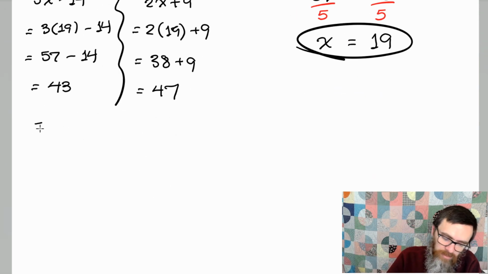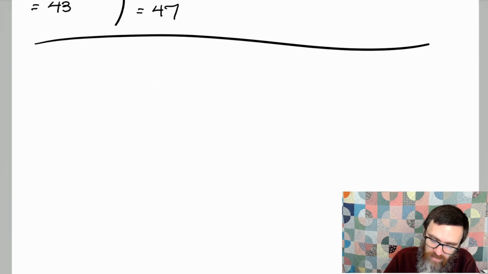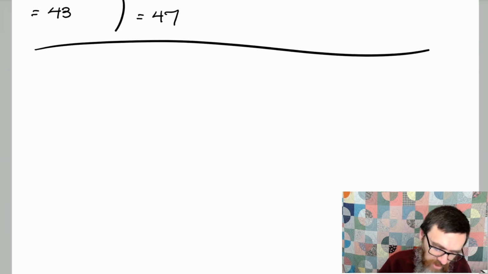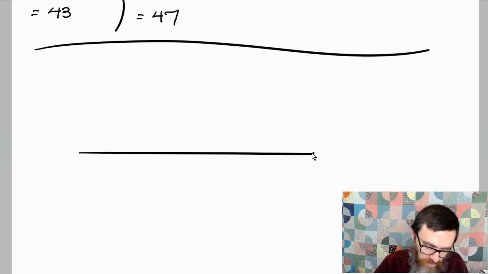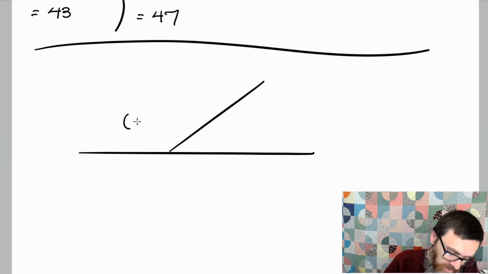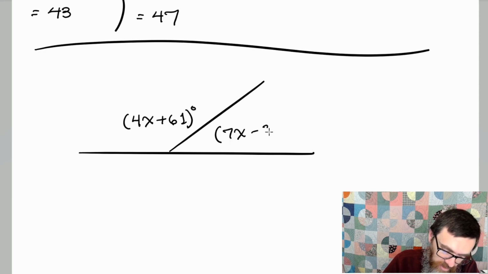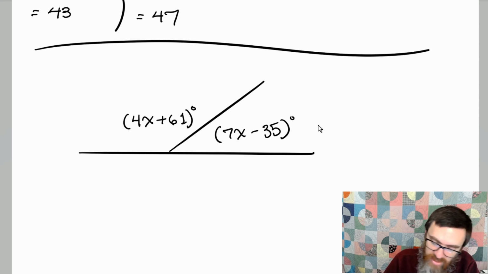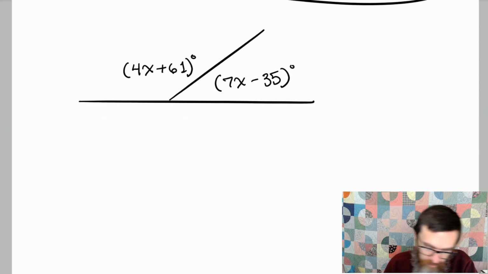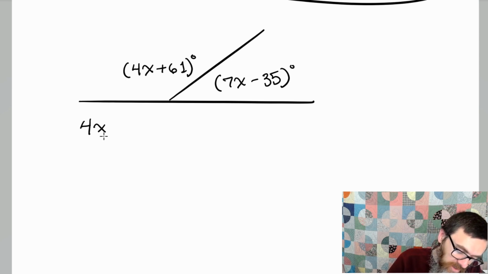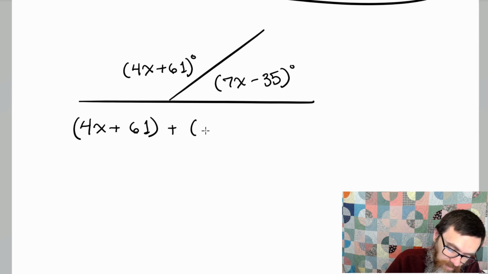For the next example, we have a straight angle. I think it's very clear that's what we're working with right here. So a straight angle, and this is 4x plus 61 degrees and 7x minus 35 degrees. Since this is forming a straight angle, that means that the sum of these guys should equal 180.